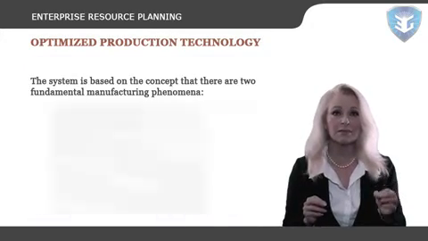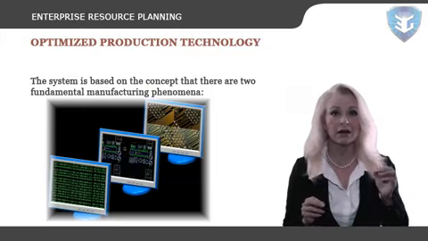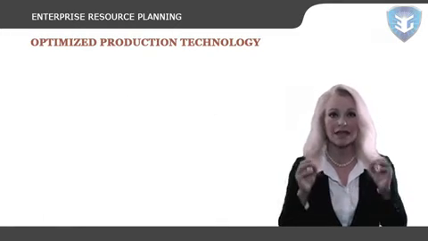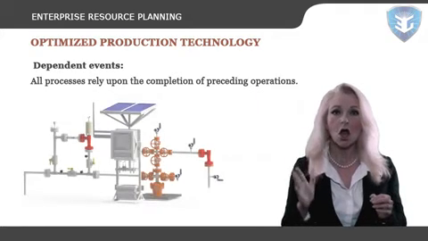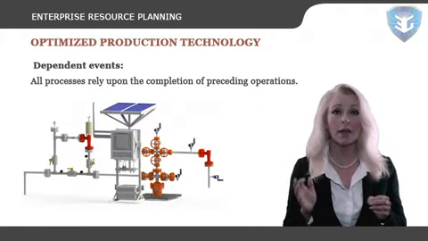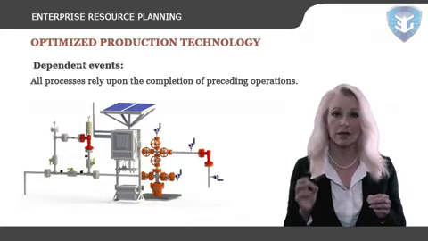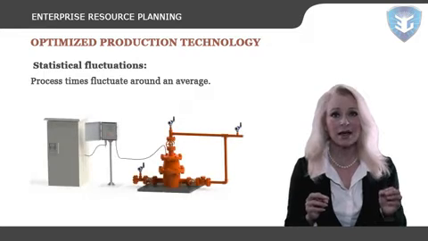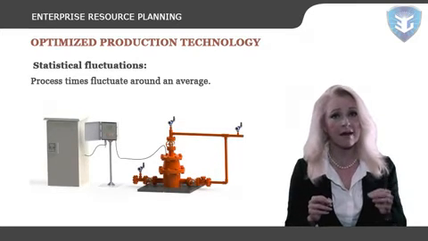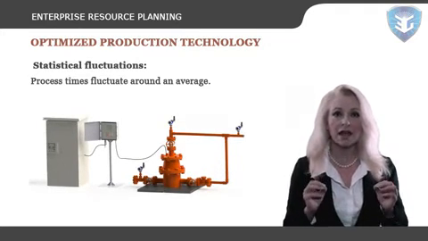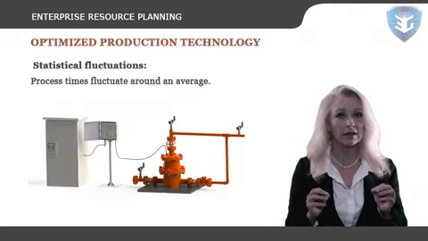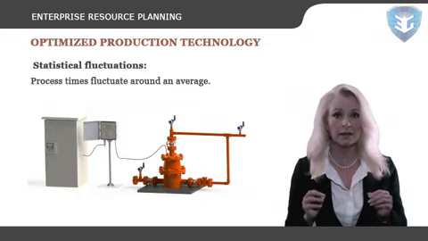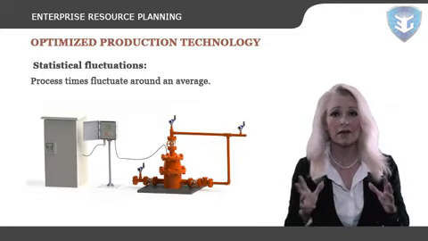The system is based on the concept that there are two fundamental manufacturing phenomena. Dependent events: all processes rely upon the completion of preceding operations. Statistical fluctuations: process times fluctuate around an average. The effect of these phenomena is that the capacity of a plant must be unbalanced and therefore bottlenecks are inevitable.